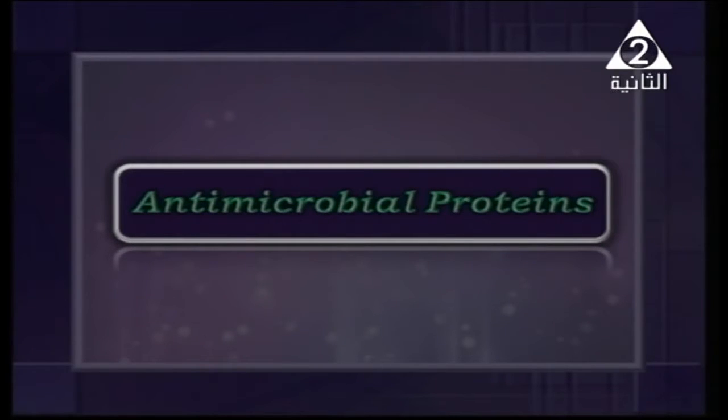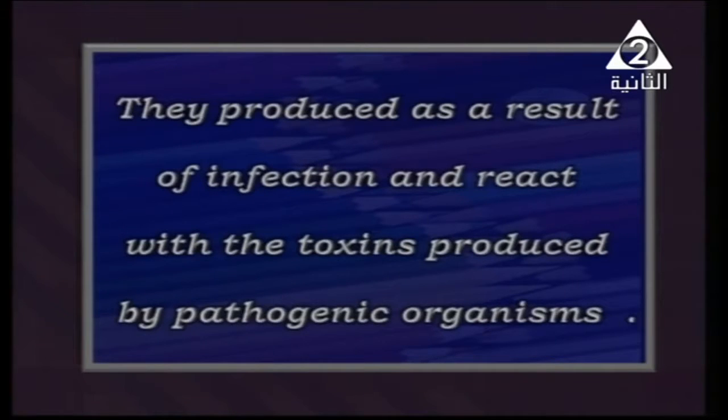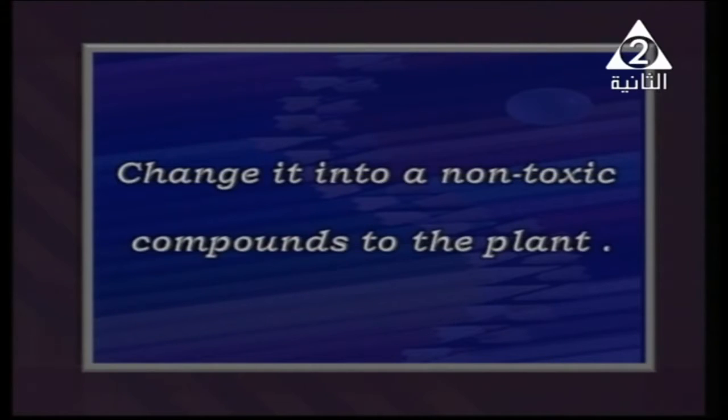And also we have antimicrobial proteins. Some plants produce proteins that weren't present in the plant. They don't exist in the plant before infection, but they are found after the infection. They are produced as a result of infection and react with, or combine with, the toxins produced by pathogenic organisms, changing them into a non-toxic compound to the plant. So when the pathogen infects the plant, what happens? The plant secretes some substances. They combine or react with the secretion of the pathogen and convert it into what? Into a compound that is non-toxic to the plant.